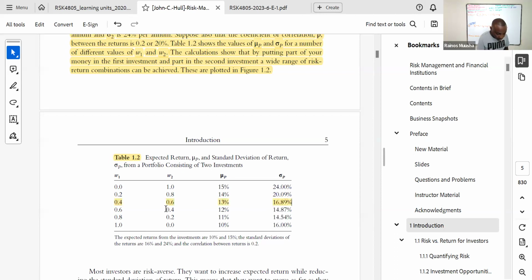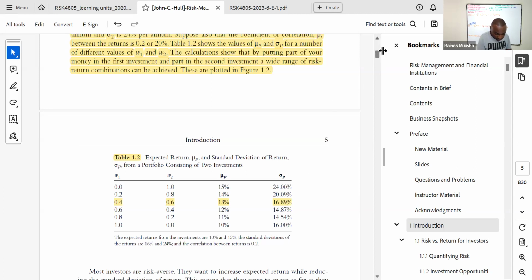Yes. All right. So the third combination is that we should give a weighting of 0.4 to asset 1 and a weighting of 0.6 to asset 2. So if we do the calculation, we should get an expected return of the portfolio being 13%. And if we do the calculation, we should get a standard deviation of the portfolio being 16.89, right?